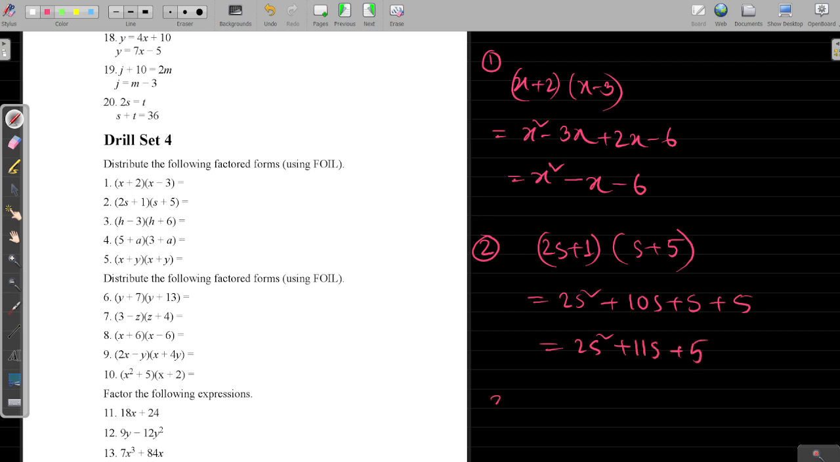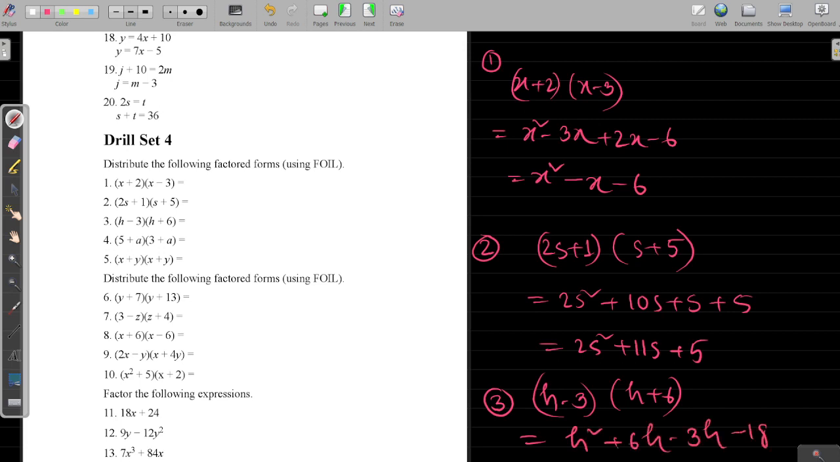Okay, now I am going to solve number 3. Ace minus 3 and here ace plus 6. So our answer will be ace square plus 6ace minus 3ace minus 18. So ace square plus 3ace minus 18.